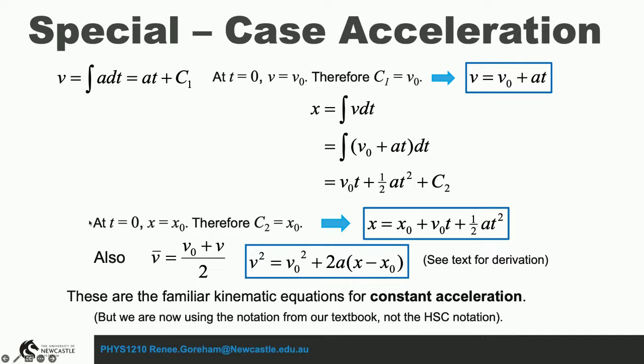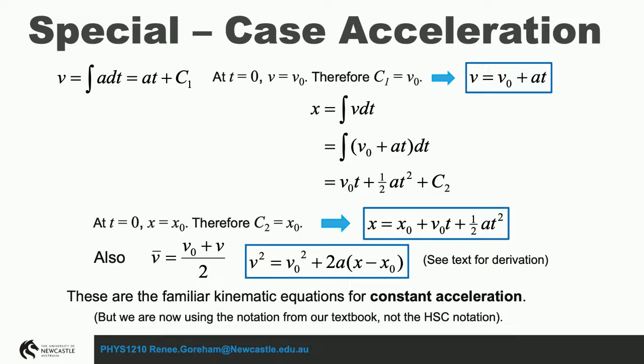All right, so we've got at t equals naught and x equals x naught, so that's at the initial time of naught, we have an initial position of x naught. So we can put that as our c2 constant here, and we get this expression for displacement. And then we could also find the average velocity expression, and we get this derivation for v squared. And again, you can see the textbook for that. Again, we're not going to go through it. You don't need to know it.